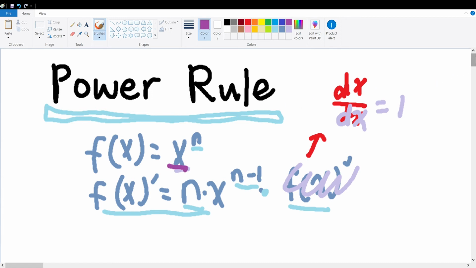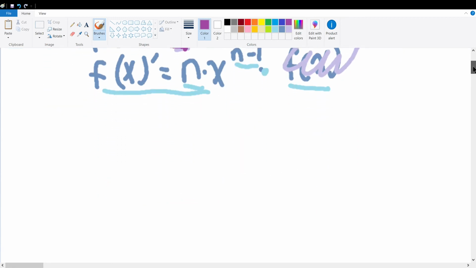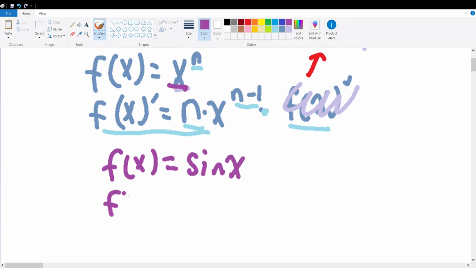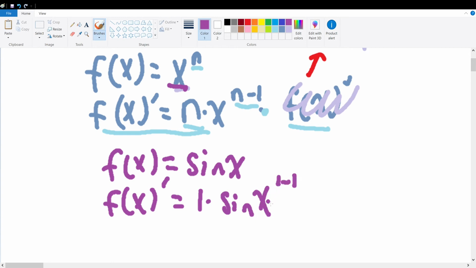trigonometric values, because let's say, for example, we have a function like f of x equals sine x. Now, what would the derivative of this be? By just using the power rule, it will be 1 times sine x to the power of 1 minus 1, which would be 0, and anything to the power of 0 will just be 1, so this will be 1.